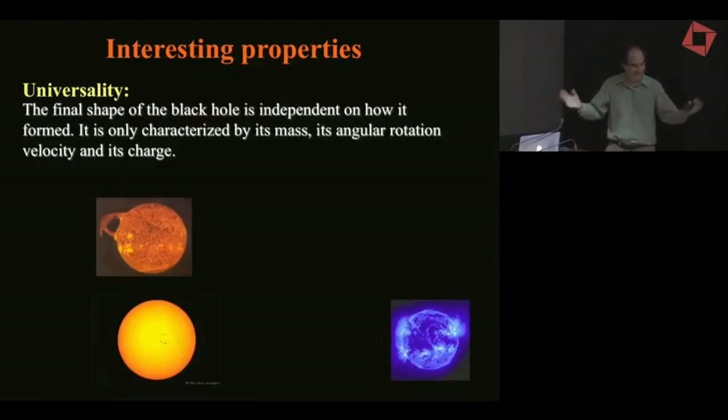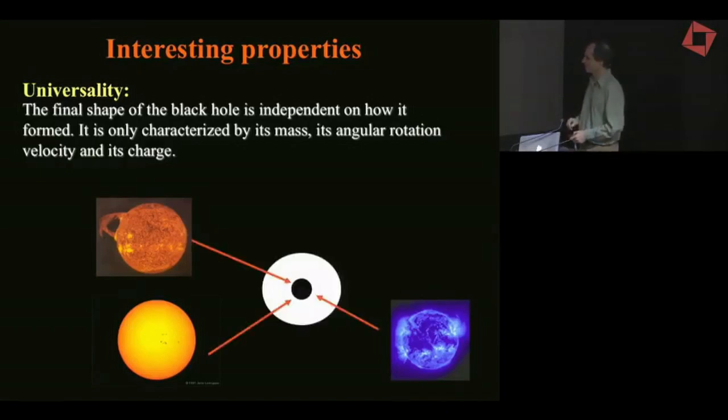And this is a bit surprising because stars can have all kinds of shapes and all kinds of colors and all kinds of chemical compositions, and they're very complicated objects. On the other hand, if they were to collapse into a black hole, they would collapse into black holes which are all essentially the same. Now, I cheated here. All these stars are pictures of the sun.